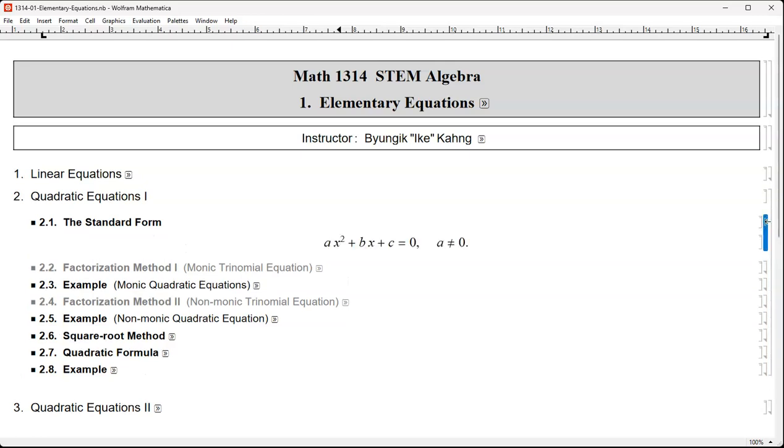Here's the standard form of a quadratic equation: ax squared plus bx plus c is equal to 0. And of course, the quadratic coefficient a should not be 0. If a is 0, then this will be 0, so the quadratic term will drop out. You have only a linear equation. So a should not be 0.